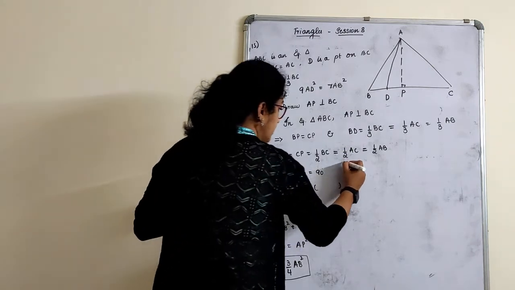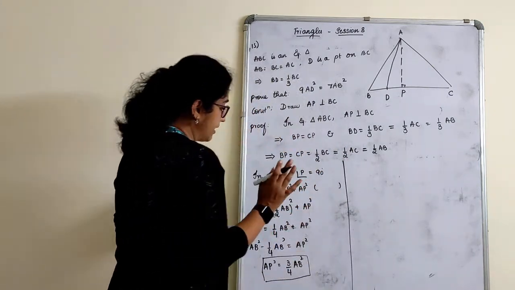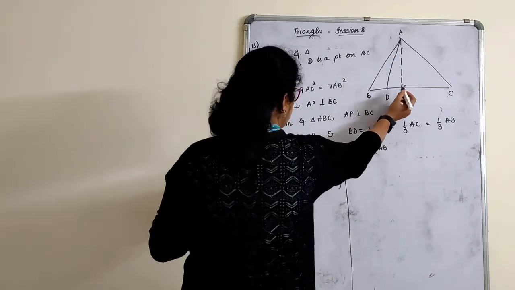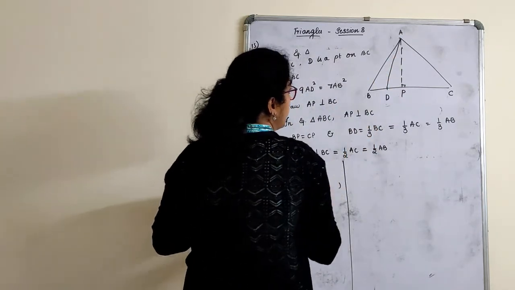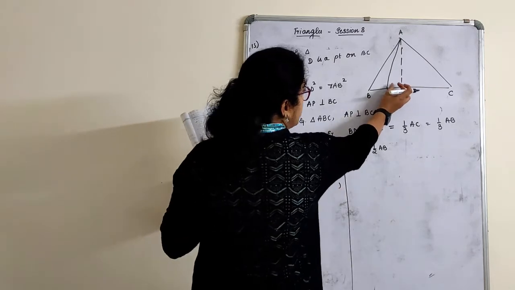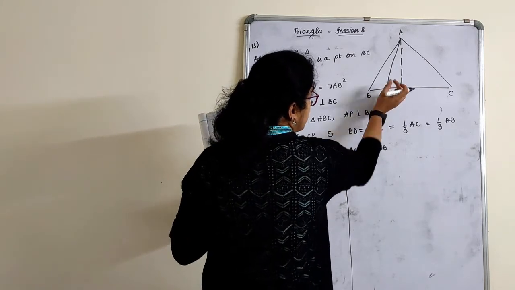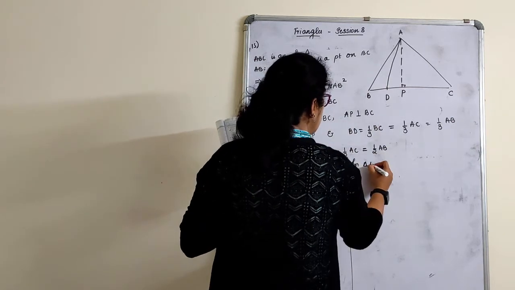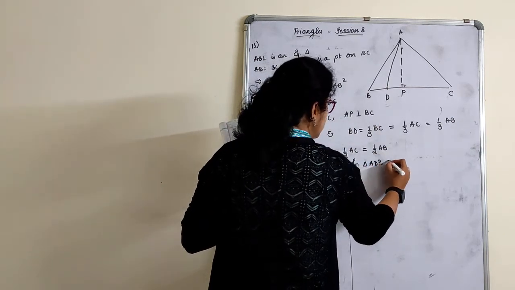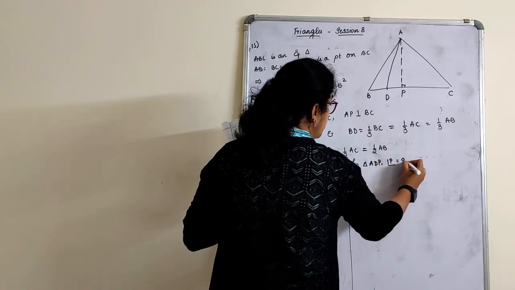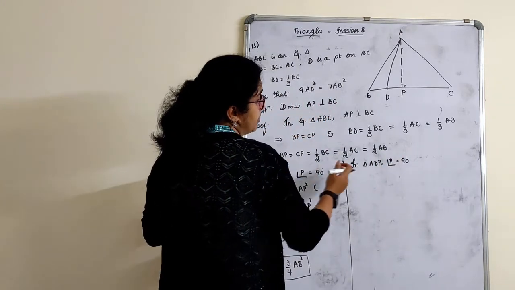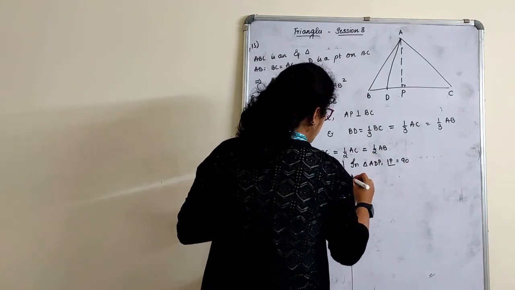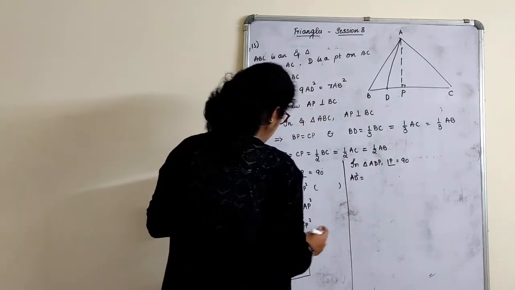Okay. Next part. One part of triangle proving is over. ABP is over. Let's take the another side, or instead of that, let us take this part of the side. In triangle ADP, angle P is equal to 90 degree. That is why we have taken this perpendicular bisector.